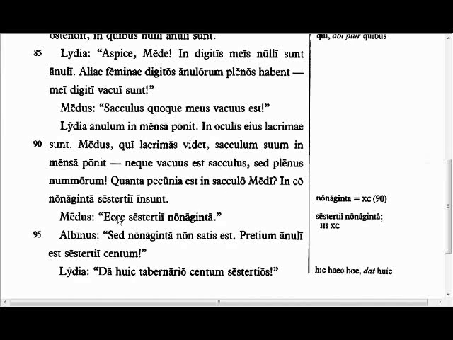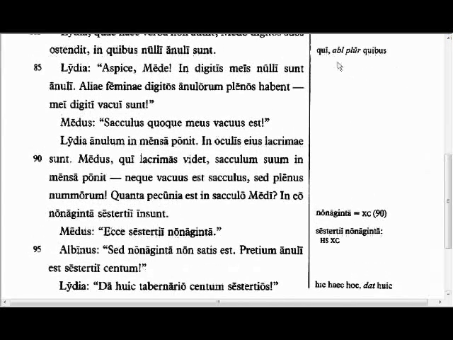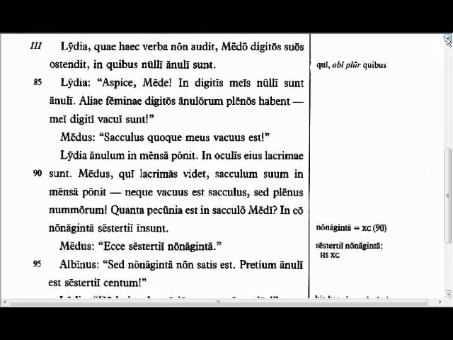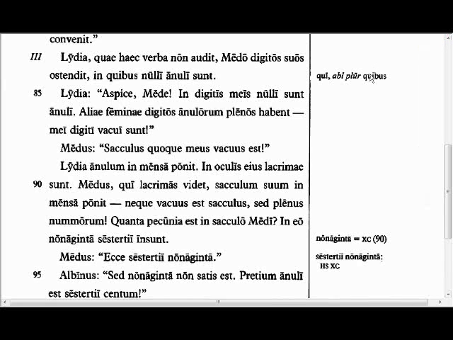Medus, look, 90 sestertii. So here in the margin we see that nonagenta is the Roman numeral XC, 100 minus 10, which equals 90. And up above we see that the ablative plural of qui is quibus, which is by whom, with whom, in whom, on whom, from whom. So here when we have in quibus, we have in which there are no coins, on which there are no rings. Okay, so try this on your own, read with meaning, and go to the exercise.